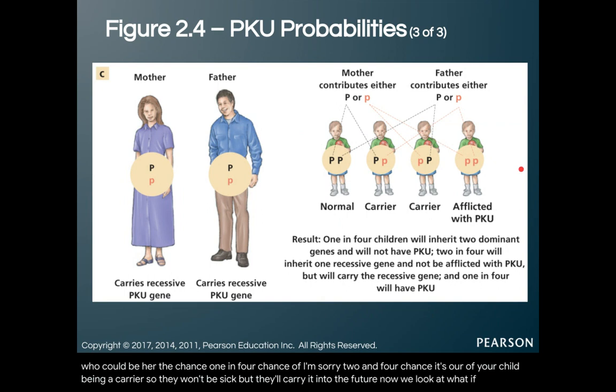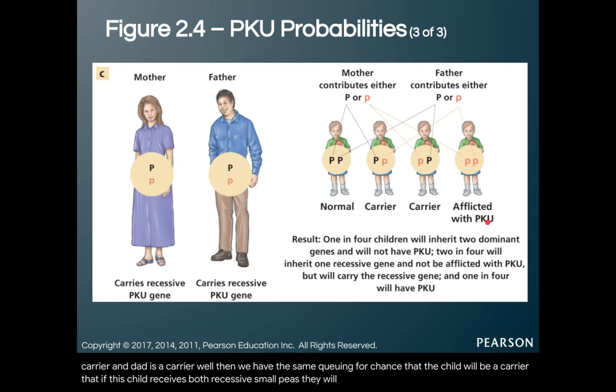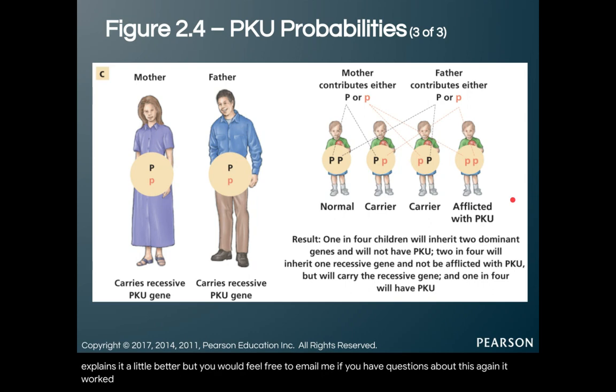Now we look at, what if mom is a carrier and dad is a carrier? Well, then we have the same 2 in 4 chance that the child will be a carrier, but if this child receives both recessive small p's, they will have PKU. I hope this makes sense. The book explains it a little better, but you feel free to email me if you have questions about this. Again, it's not a huge deal. I just want you to understand how genetics plays a piece in our development.